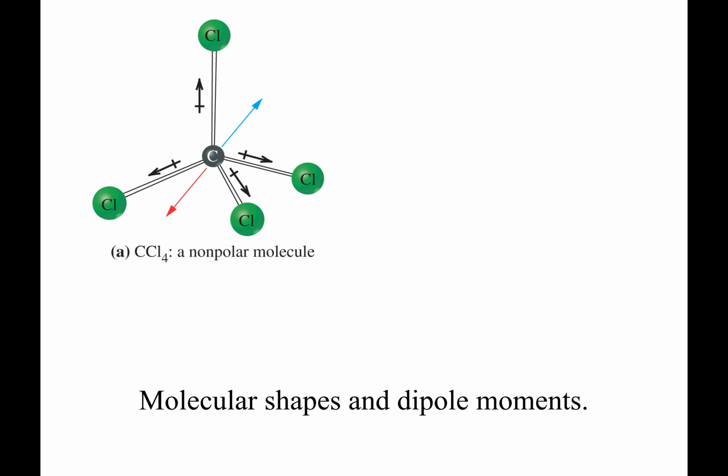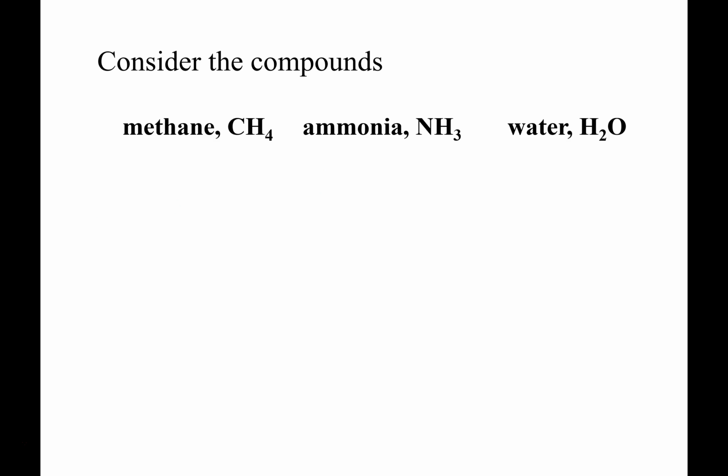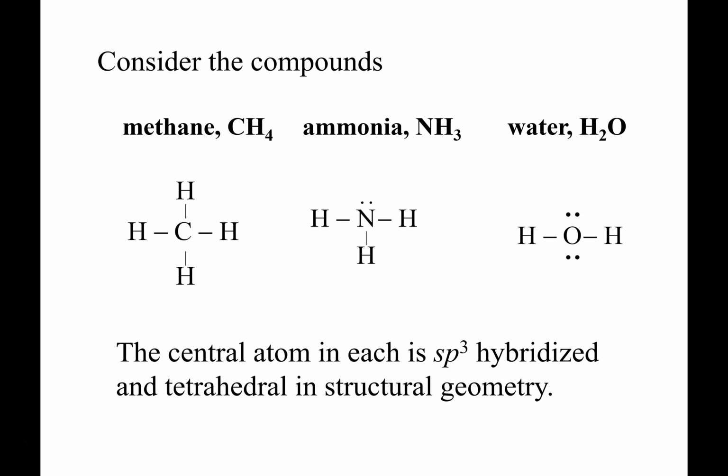But this was the CCl4. Notice that the region of the center of positiveness on the carbon atom coincides with the center of negativeness, which is also on the carbon atom, because of the way the chlorines are arranged around the carbon. But if we substitute a hydrogen for one of the chlorines, things get a little complicated. That carbon is partially negative with regard to the hydrogen, and it's partially positive with regard to the chlorine atoms. So the centers do not coincide. It's non-symmetrical.